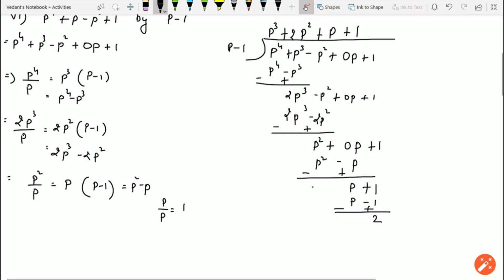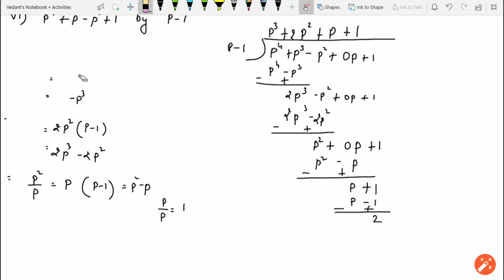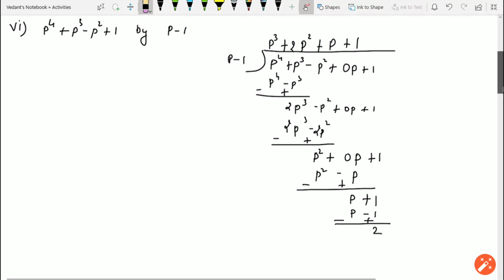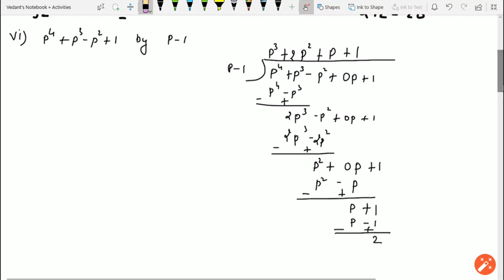Students, one thing is very important. Whenever we divide a polynomial by another polynomial, we look at the first term of the dividend and the first term of the divisor. We need to multiply the divisor by a term to get the first term of the dividend, with sign. This is the first rule of the division of polynomials.